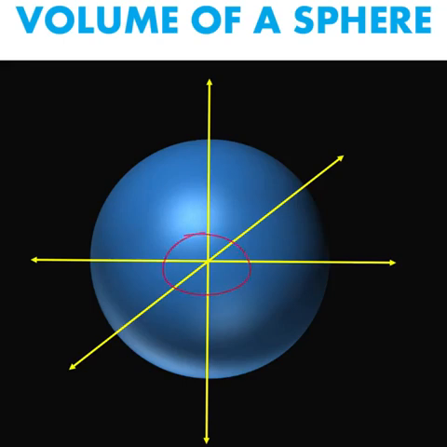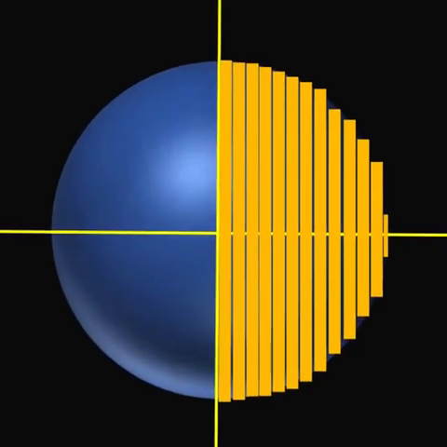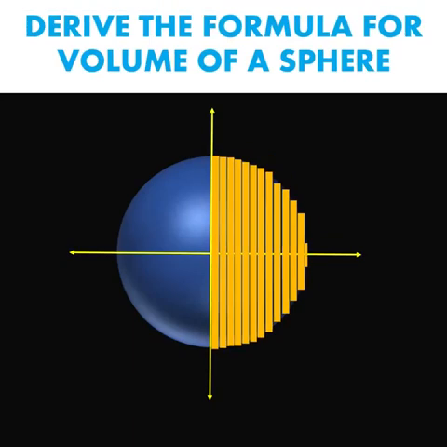Let's begin by situating our sphere in this three-dimensional space in such a way that its center is at the point of origin. And then let's turn our sphere a little bit. We are looking at the sphere at its front view. Then let's slice our sphere into very thin discs so that from our vantage point at the front view, the discs may look like rectangles shown in this figure.